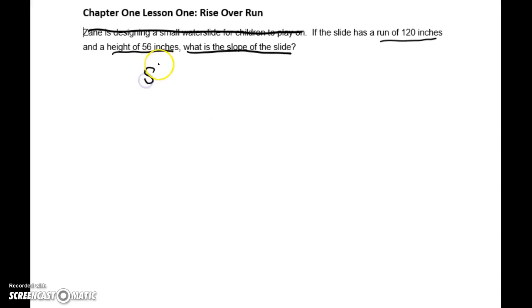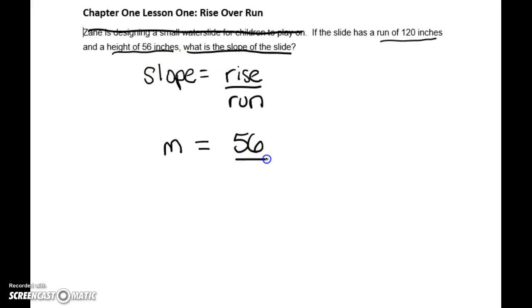So if you guys remember your slope equation, slope is equal to rise over run. So it's rise divided by your run. So in this question here, we're told our run is 120 and our height, which is also our rise, is 56. So let's go ahead and plug that into our equation. And if you guys also remember, we can abbreviate our slope to the letter m. So we have m is equal to, our rise was our height, which was 56, and our run was 120.